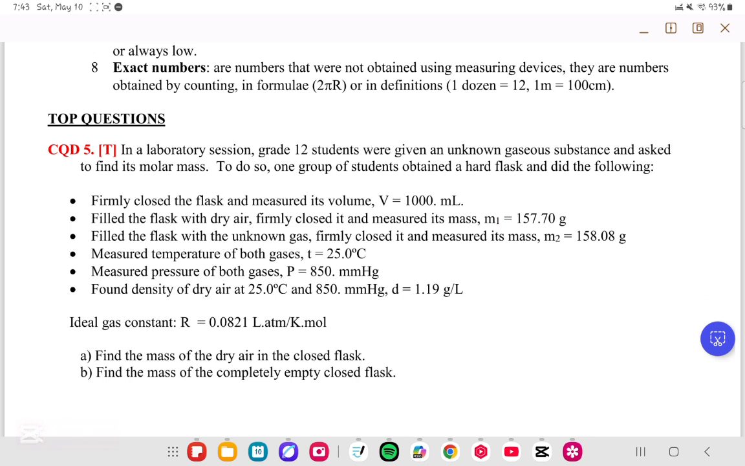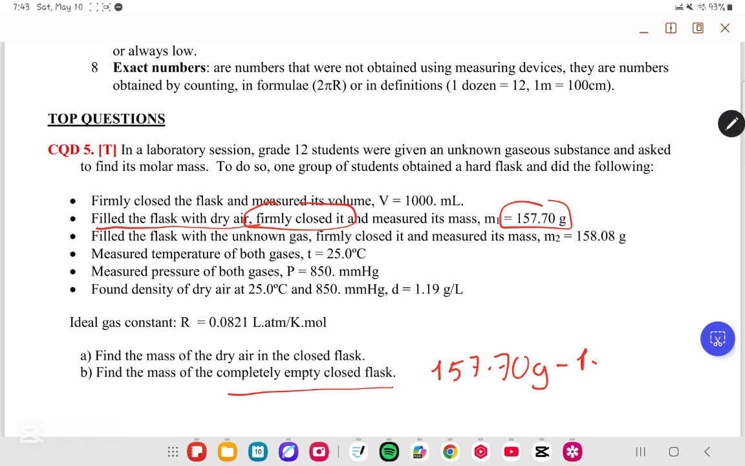Now, find the mass of the completely empty closed flask. So the mass of the completely empty closed flask is going to be what? They told us they filled the flask with dry air, firmly closed it, and its mass became 157.7 grams. So the mass of the completely empty closed flask is going to be 157.70 grams minus 1.19. So it's going to be 156.51 grams. Of course, round it.